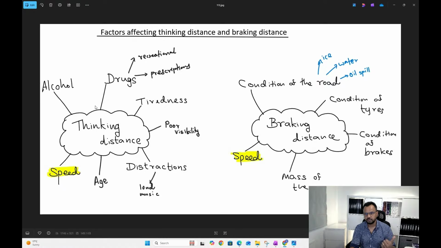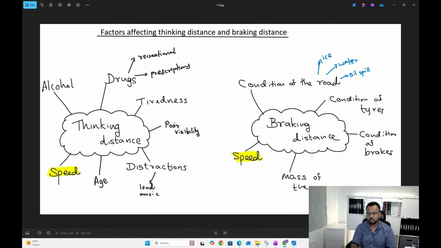So the factors affecting it: alcohol. If a person is under the influence of alcohol or drugs, now when you say drugs, it's not necessarily recreational drugs. It could also be prescription drugs. There are certain drugs that can make you drowsy, a little sedative. So if you are under the influence of certain drugs or alcohol, or if you are tired, I'm sure you've seen along the motorways, they show you tiredness can kill, take a break. Or poor visibility.